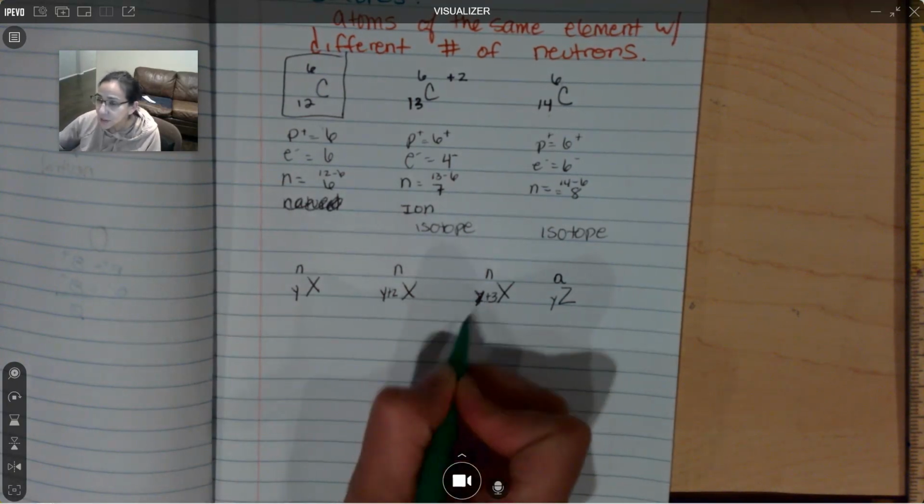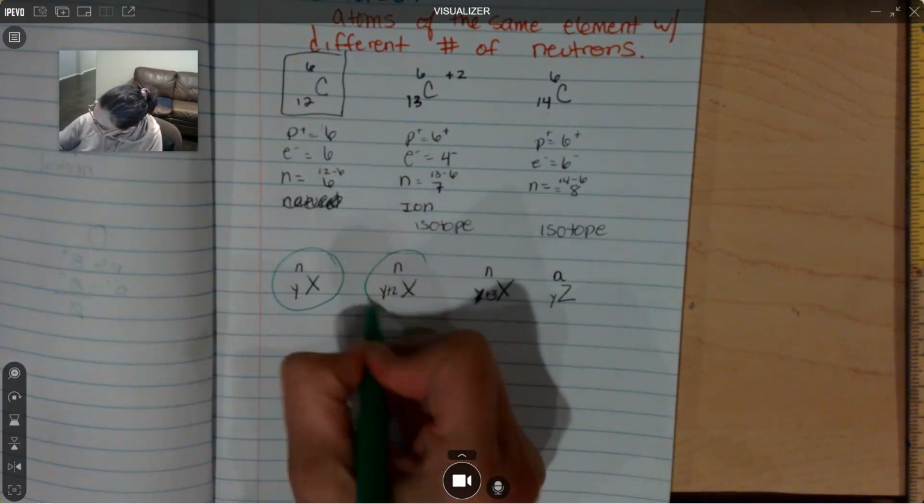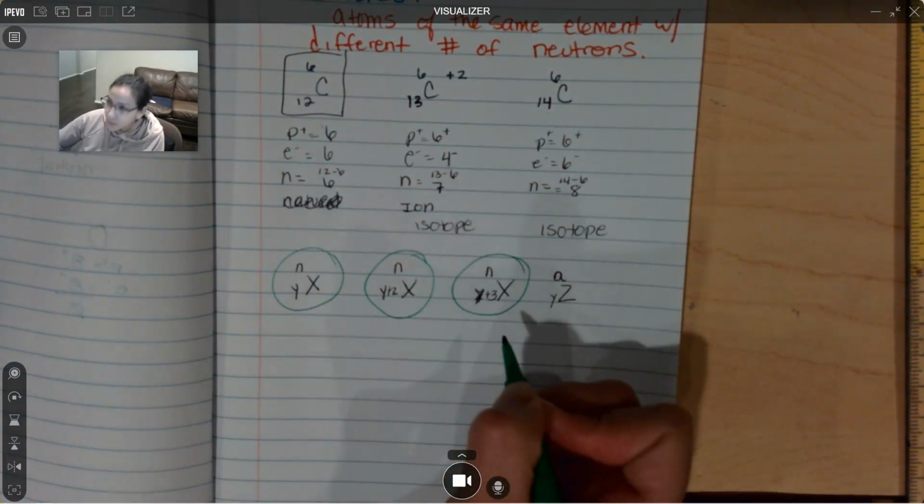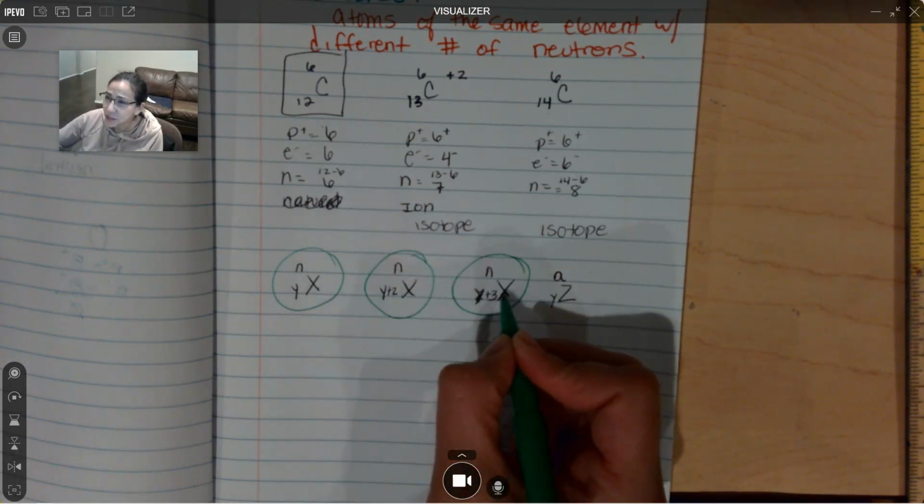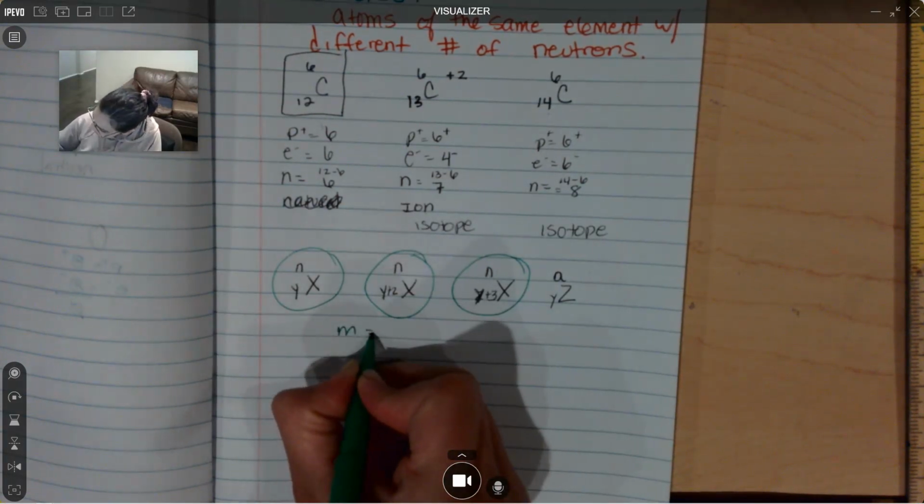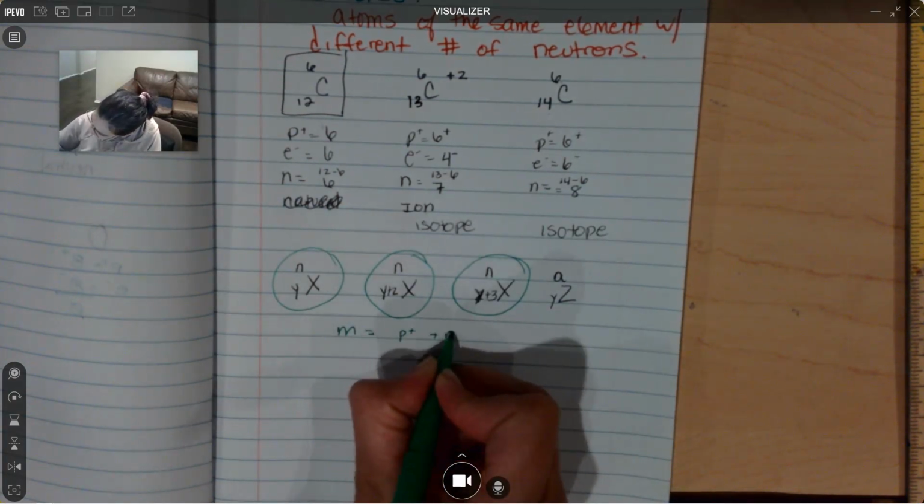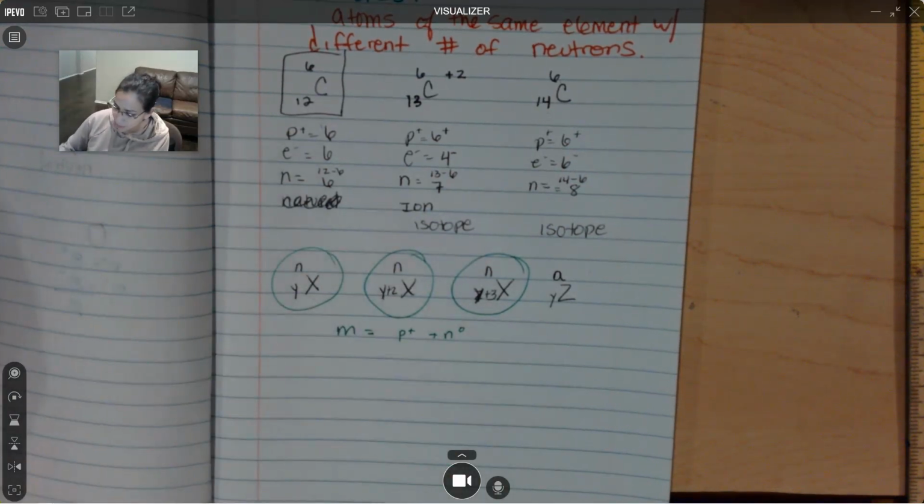The mass number in each changes, right? So, same element, different mass numbers. And the reason the mass number changes is because the neutrons change. Remember, mass is equal to protons plus neutrons. If you change the number of neutrons, you're going to change your mass.